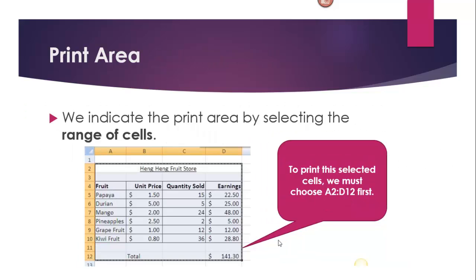Lastly, for print area, we can indicate what cells we want to print by selecting the range of cells. In this case, we chose A2 all the way to D12 to select the range of cells to print.